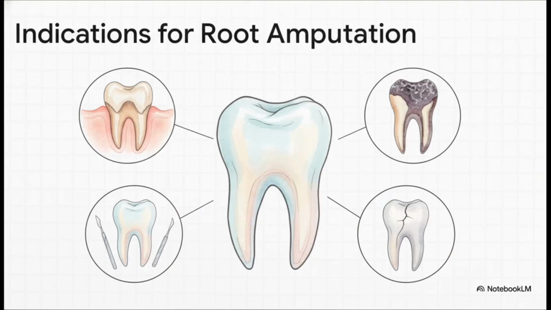But what happens when the usual treatments just aren't enough? Well, for teeth with multiple roots, like molars, sometimes we have to think about more advanced surgical options. For instance, if you've got severe bone loss, but it's only on one root, or maybe one root is fractured or just completely destroyed by decay, a procedure like a root amputation might be the only shot you have at saving the rest of the tooth.